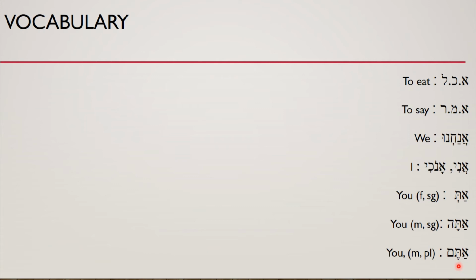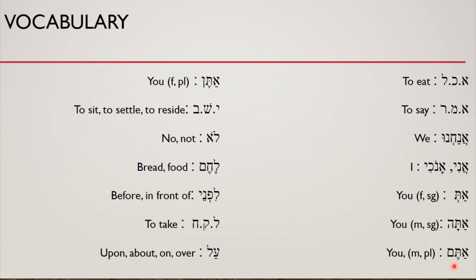We also have atem, which is you, masculine plural, second person masculine plural. We also have aten, which is second person feminine plural. We have the verb yashav, sit, settle, reside. Lo, which is a negative, no or not, is usually how it's translated. Lechem, which is bread or food. Lifnei, before or in front of. Lakach, which is take. And al, upon, about, on, over, is usually how that's going to be translated. So that's the vocabulary for this chapter.